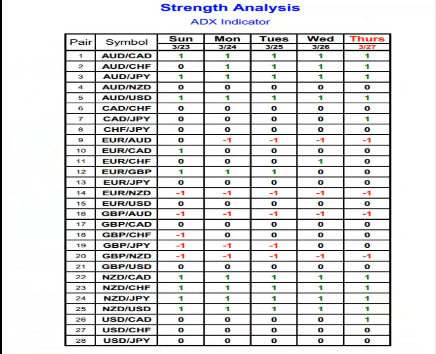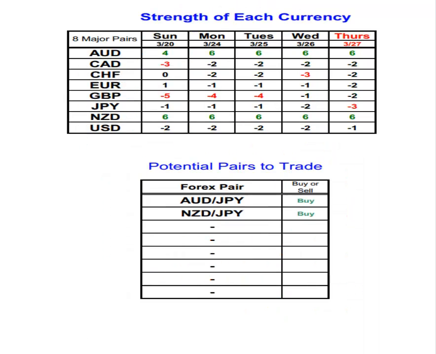Here's the ADX analysis chart for Thursday, March 27th. Please compare this with the results of your analysis. From the ADX analysis and the strength calculator, we have the following currency strengths. There are 2 strong currencies and 1 weak currency. There are 2 qualified pairs, the Aussie dollar yen and the New Zealand dollar yen.